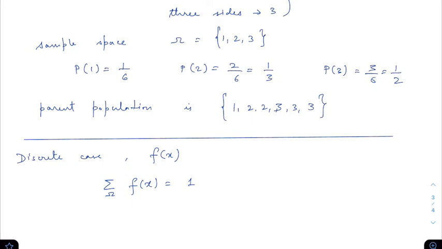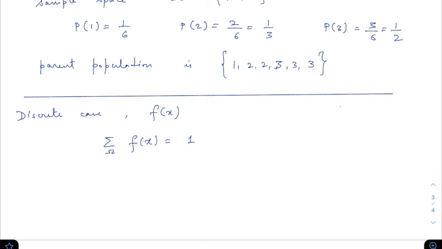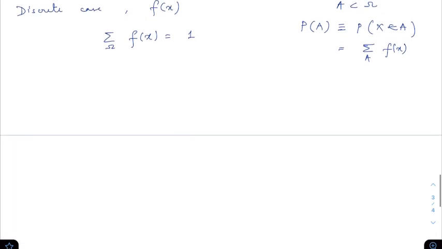So if A is a subset of omega, the probability of observing that event is described as the probability of getting a random variable which belongs to A, and which is the sum over all the f(x)'s corresponding to elements of A. Now I must also mention that for discrete cases, the probability density function is also referred to as the probability mass function.